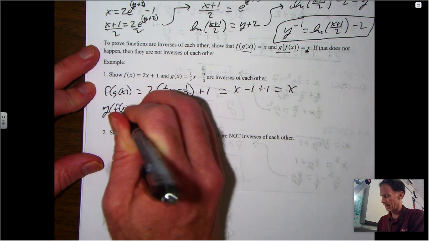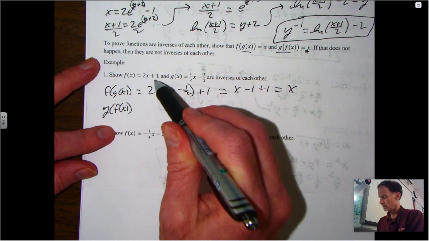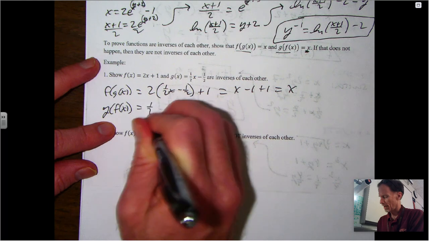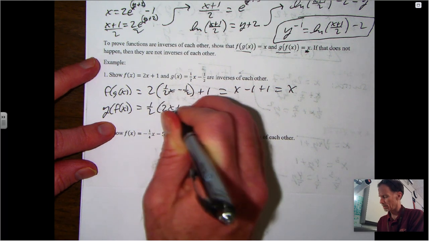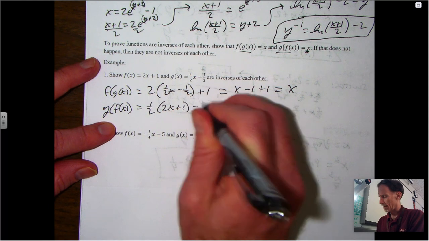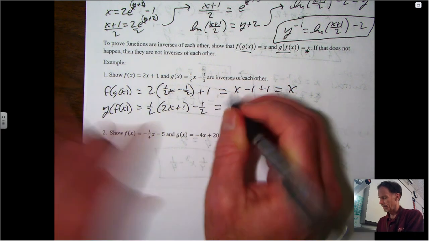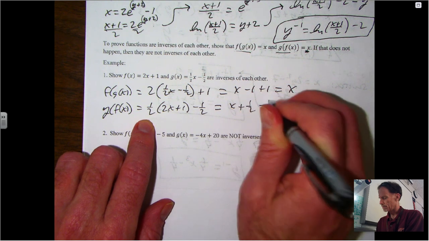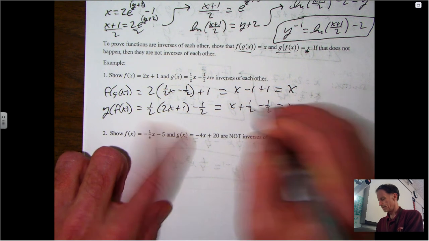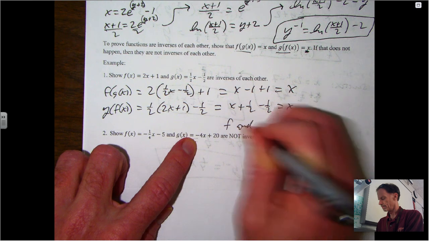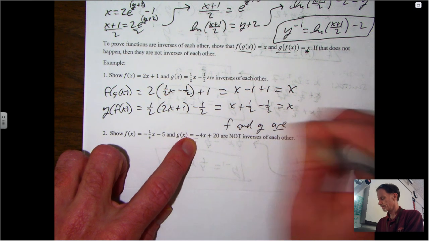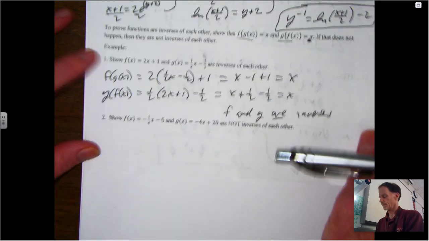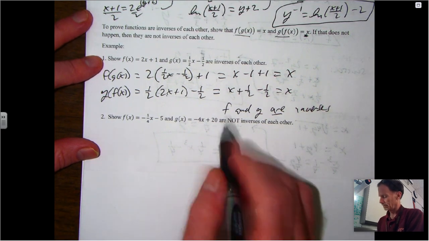If we do the other direction, g of f of x, we take this and plug it into here. So it's 1/2 parentheses 2x plus 1 minus 1/2. And again, that's equal to x plus 1/2 minus 1/2 equals x. F and g are inverses. Again, if that doesn't happen, then it's not.